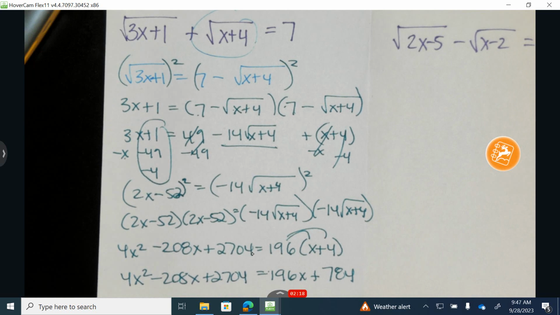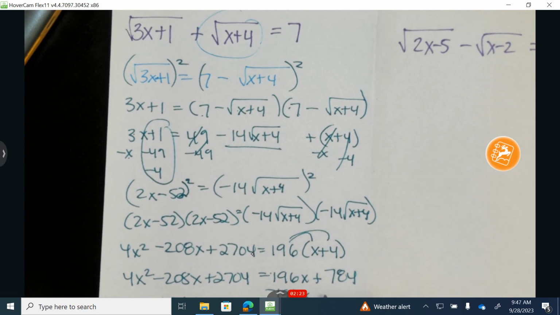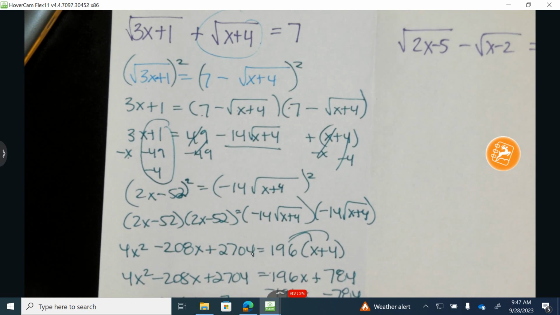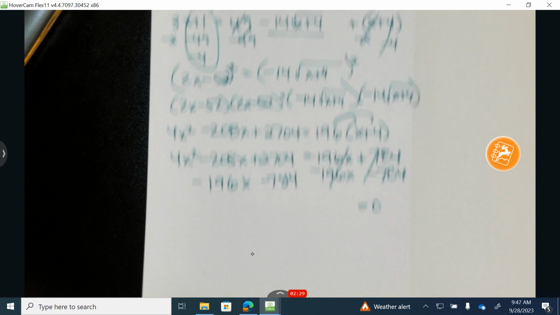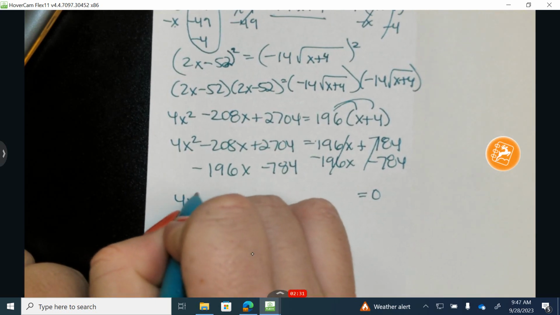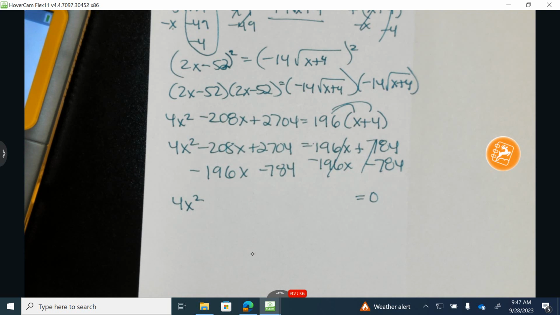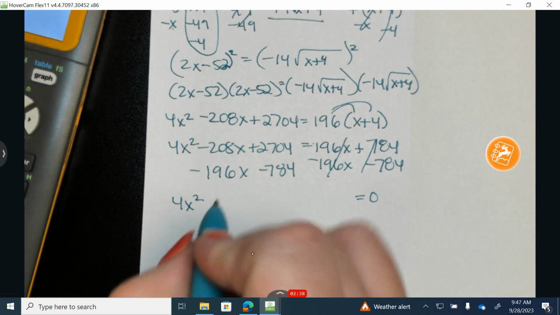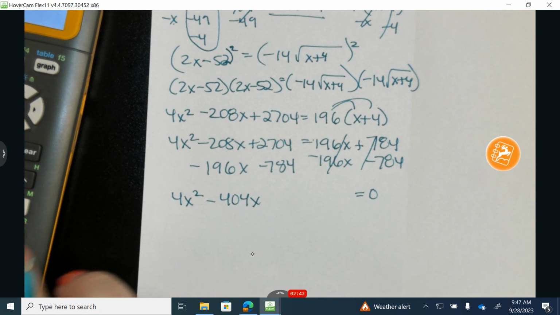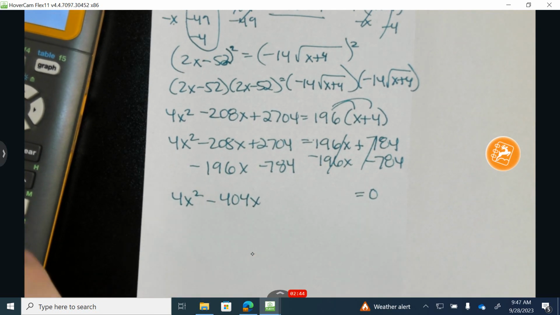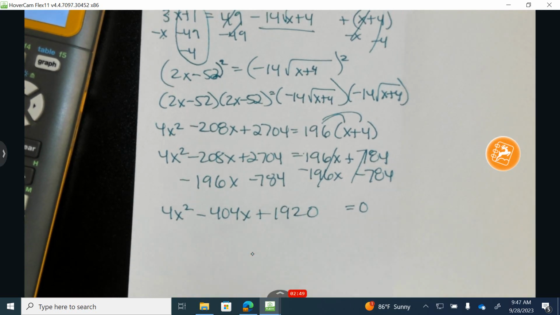And I'm definitely going to see, can I factor something out to make my life easier here? Okay, so I'm moving this to the same side, moving this to the same side. I have nothing left on the right-hand side. I'll move this up so everybody can see. I have 4x squared. Okay, so I'm going to take negative 208 and I'm going to combine it with negative 196 to get negative 404x. 2704 subtract 784 is going to be a positive 1920.